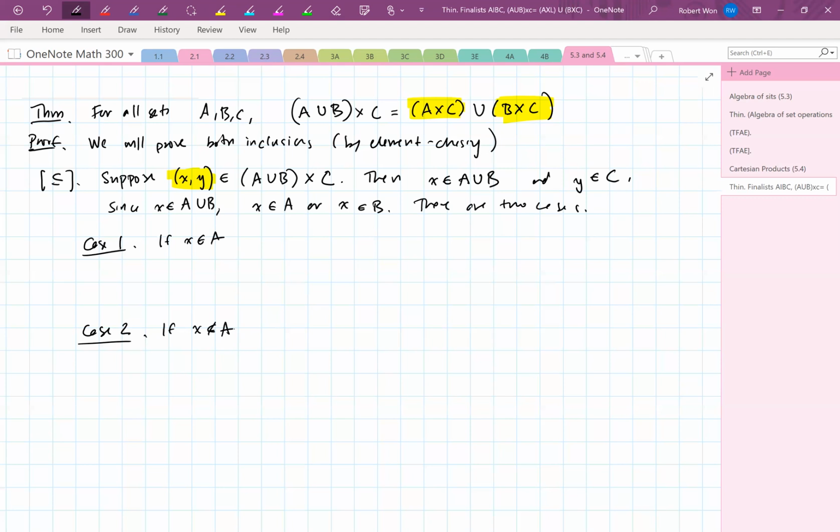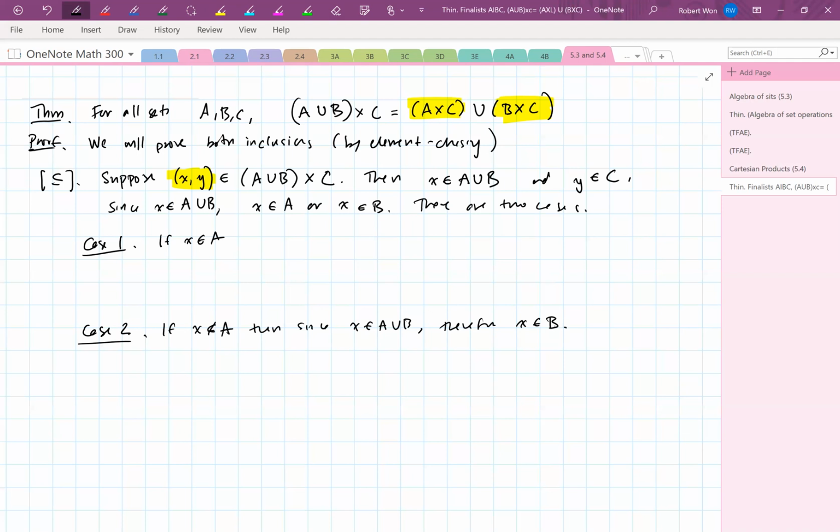And in case two, if x is not in A, then since x is in the union, therefore x is in B. So if you're ever in a situation like this where x is in A union B and you want to break into two cases, you should make your cases x is in A, x is not in A, and then use the fact that x is not in A to conclude that x is in B. Okay?